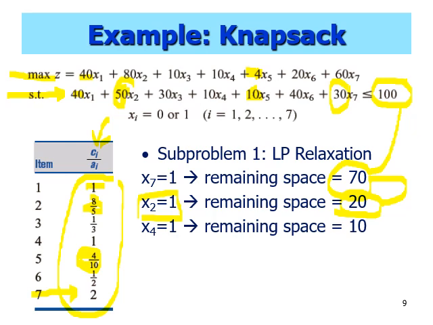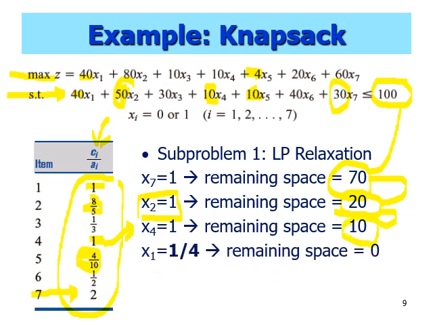There is a tie actually between item 4 and item 1. Both have the ratio 1. So you can arbitrarily or randomly choose item 4. And then if you take item 4, it consumes the space of 10. So you still have remaining capacity of 10 in your knapsack.